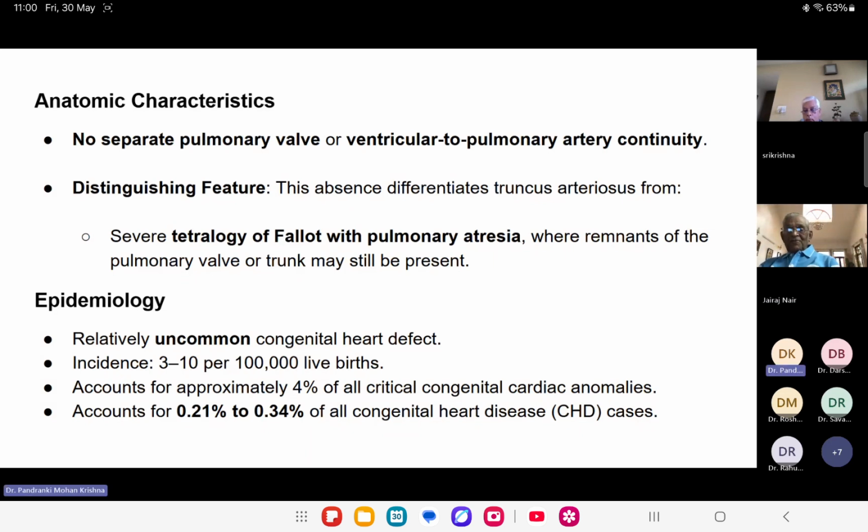Incidence is 3 to 10 per 1 lakh live births, accounts for approximately 4% of all critical congenital heart anomalies, and accounts for 0.21 to 0.34% of congenital cardiac cases.